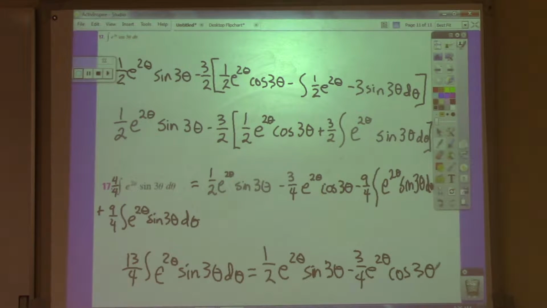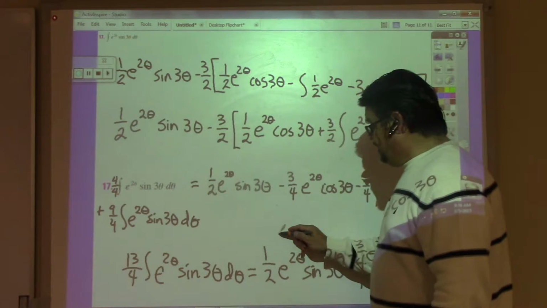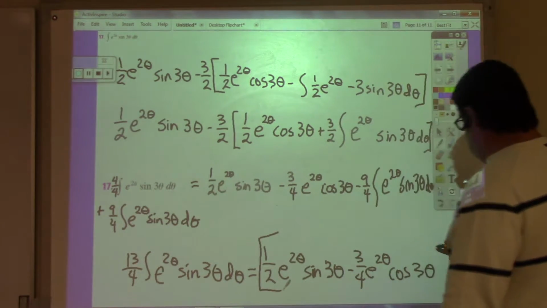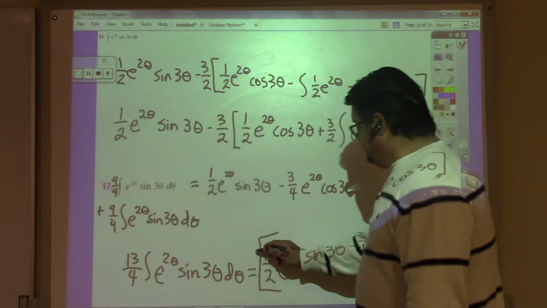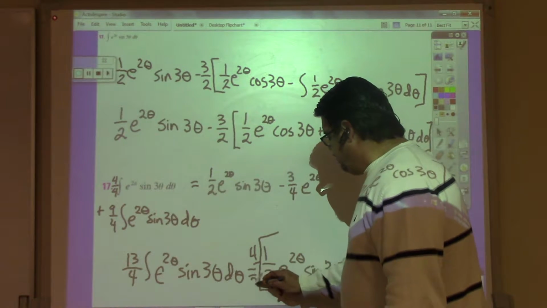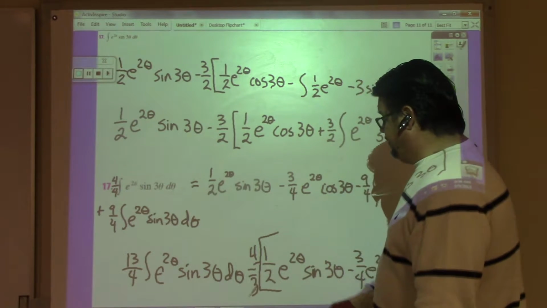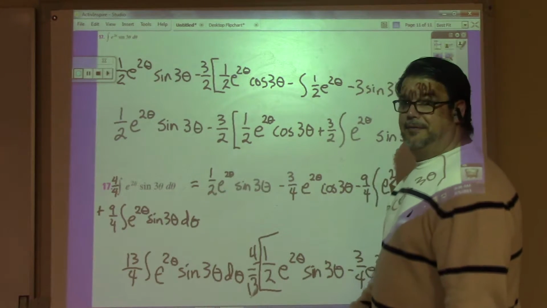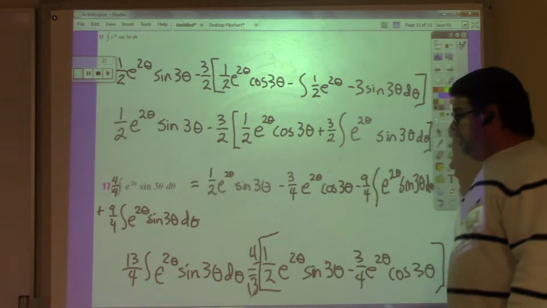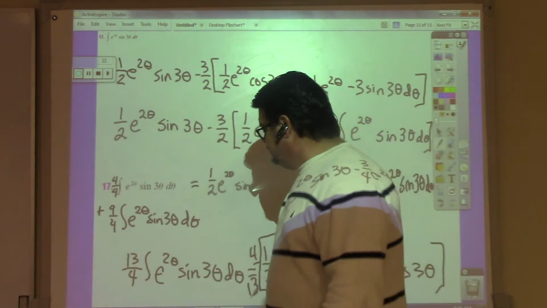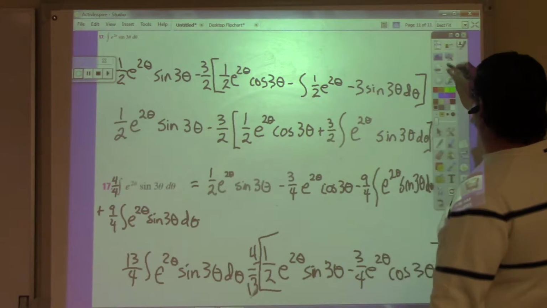And now divide by 13/4, which you divide by 13/4 on both sides, you multiply by what? 4/13. So that's going to multiply this by 4/13. Sorry, I just changed the problem. So let's do this.